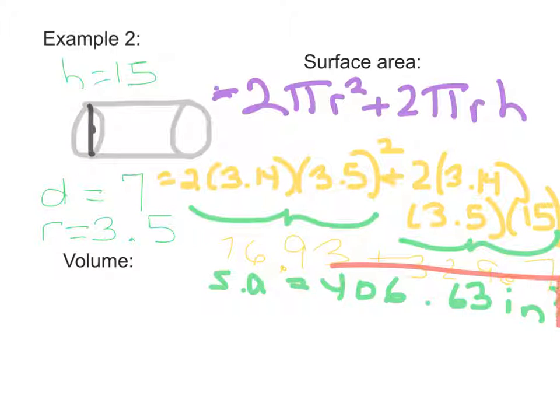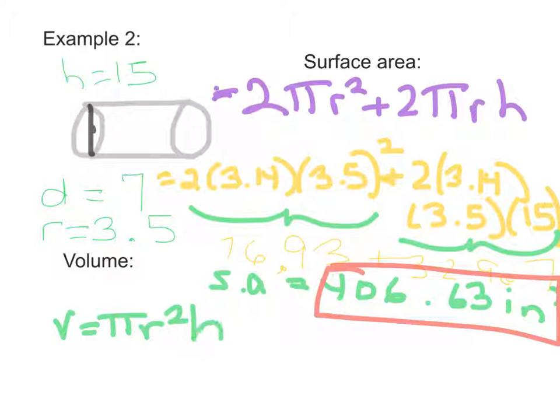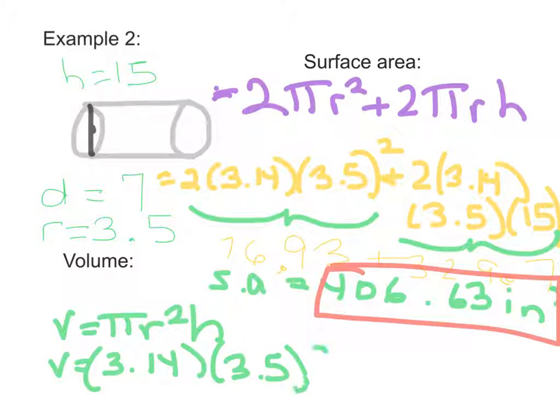So here's my answer, 406.63 square inches. For volume, remember we have a different formula. That volume formula is going to be pi r squared times height. So we know pi, we know radius is 3.5, and we know the height is 15. So this is going to give us volume equal to 3.14 times the radius squared, which is 3.5 to the second, times the height, which is 15.